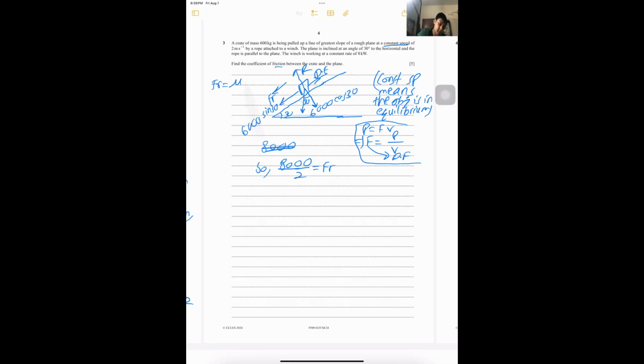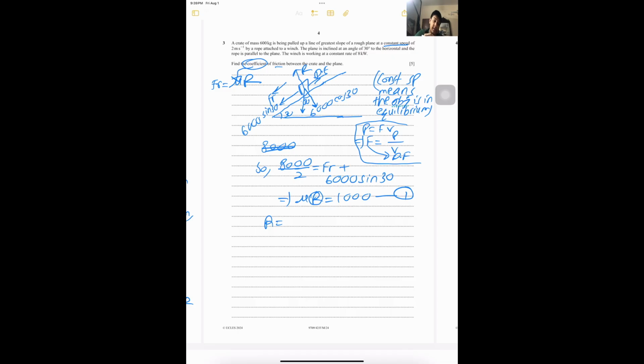Also we need to know the friction is equal to mu R, from where we'll find the mu. So friction plus 6,000 sine 30 is mu R. Let's just use the calculator here: 6,000 sine 30 is 1,000. That is just an equation. Now we also have to do one more thing. We have to remove the R from here. So what is the R?